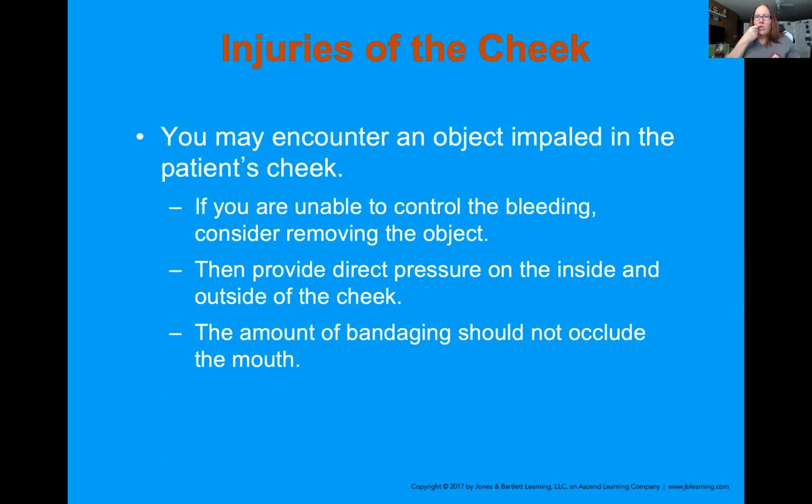So I would have them hold their own pressure if they're old enough to do it, have suction available, and then something for them to spit into so they're not swallowing the blood.